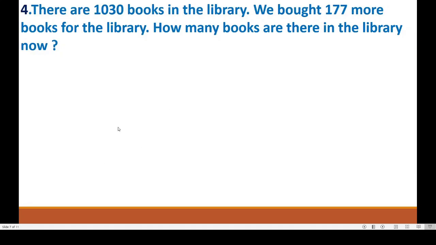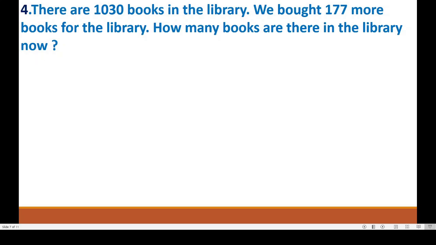Next, fourth question. There are 1030 books in a library. You know library, isn't it? There we can see so many types of books. That is called library, or book house is called as library, isn't it? How many books are there in that library? 1030. Okay. We bought 177 more books for the library. How many new books brought here? 177. Okay. How many books are there in the library now?